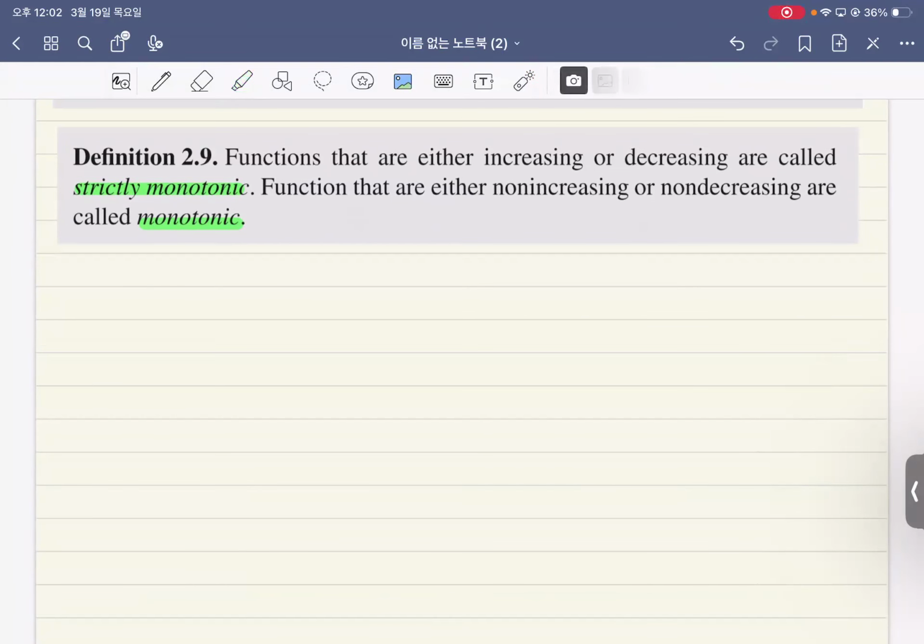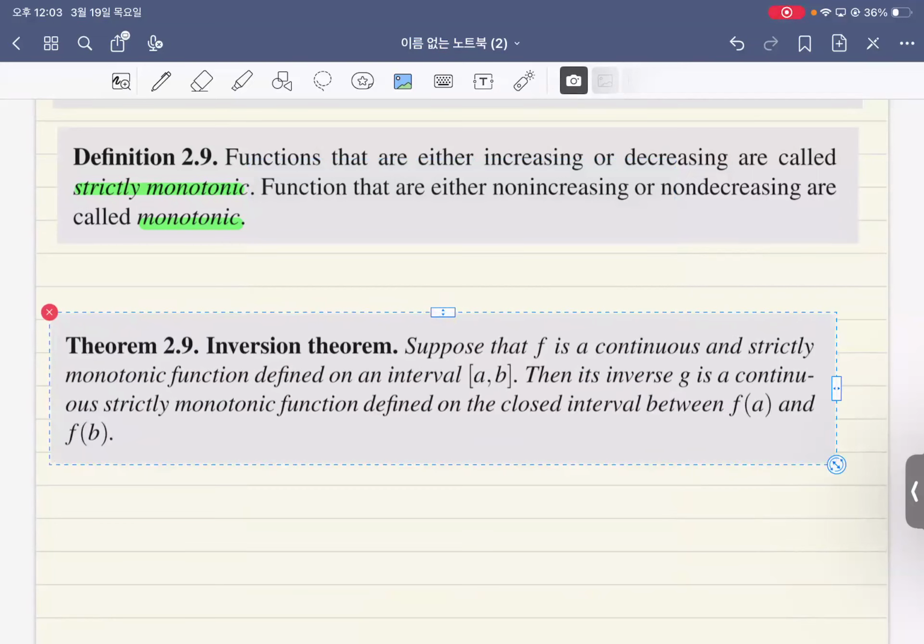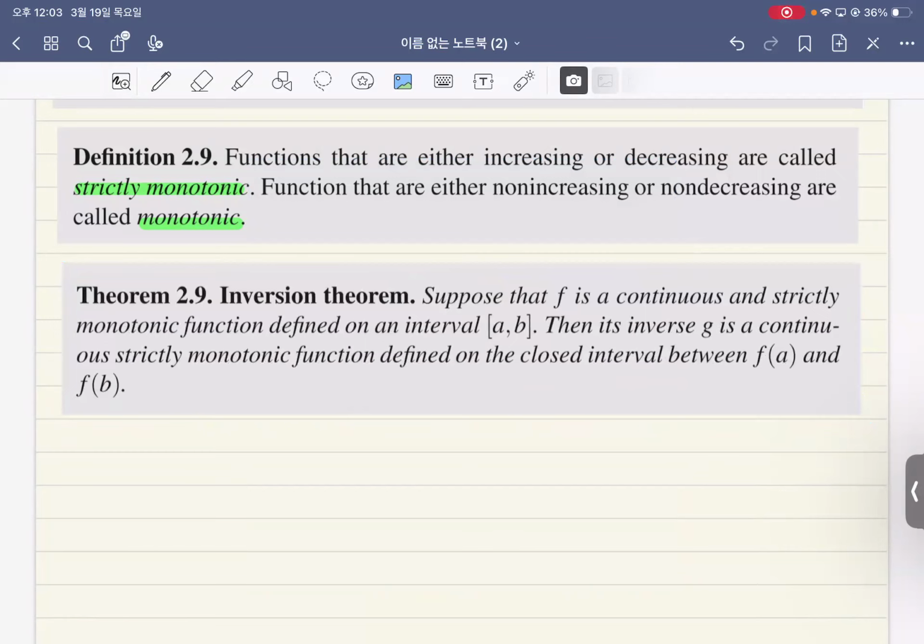All right. And the last theorem for today's lecture is going to be this. The inversion theorem. So what does it mean? It says suppose that you have an invertible and continuous function. Then since the function is invertible, the function must have an inverse function, and the inverse function is also going to be a continuous function. This is the inversion theorem.